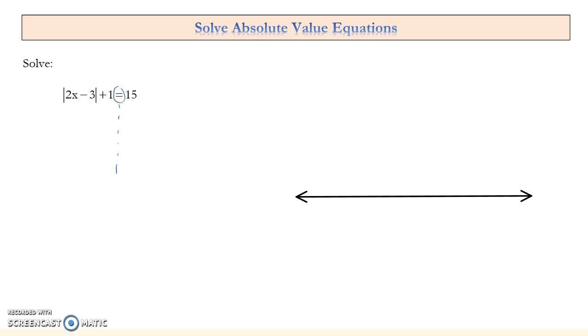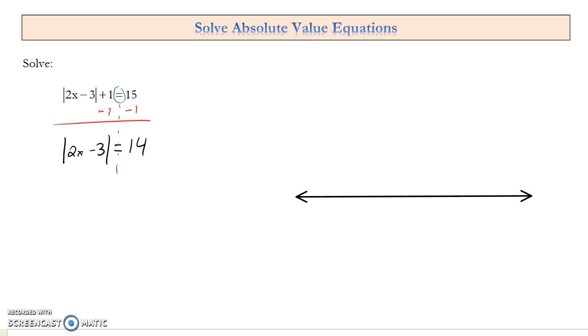I've got to move it to the other side, and if I'm switching these sides, I have to use inverse operations. So I'm going to subtract the 1 from both sides. That leaves absolute value of 2x minus 3 on the left side and leaves 14 on the right.